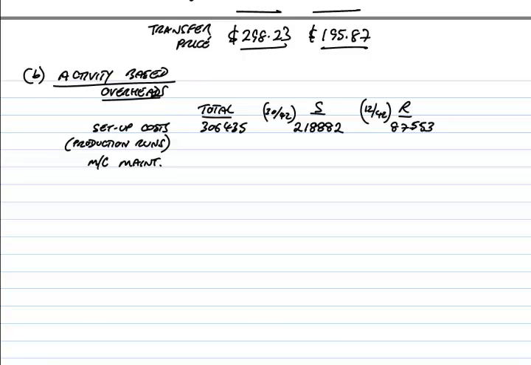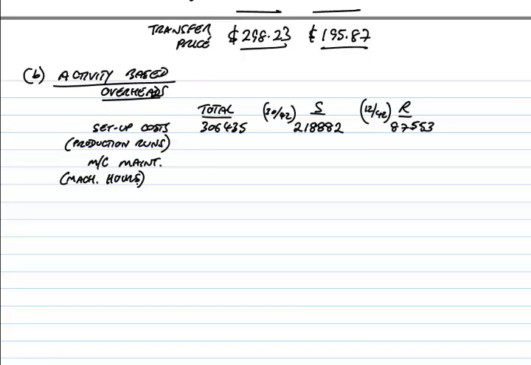Look at the information we're given. We're given production runs, purchase orders, and deliveries. Well, the other overheads we've yet to come to. Ordering costs will go with orders, delivery with deliveries. So how are we going to do maintenance? The only information we know about the machines is the machine hours.